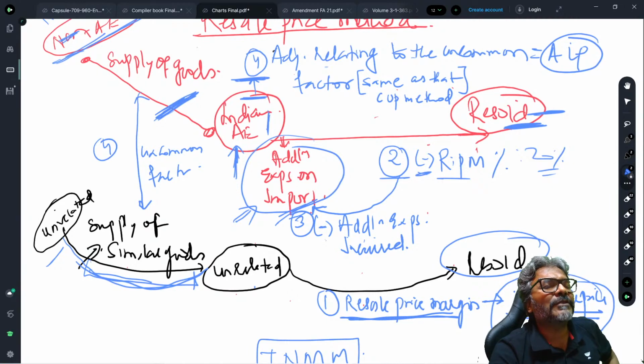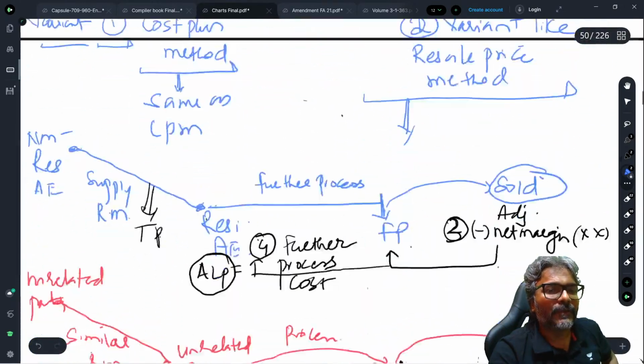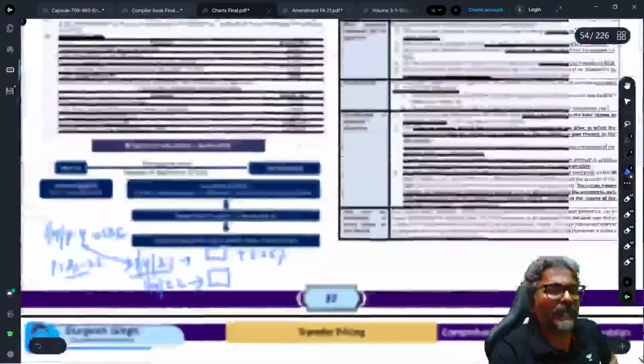So after step number 2 or step number 3, as the case may be, do ensure that if there is any uncommon factor between the two transactions, then that uncommon factor needs to be adjusted in such a particular way that finally the factors which are there in the international transaction get captured in the ALP. Accordingly, students, if you see this particular question, what has happened?